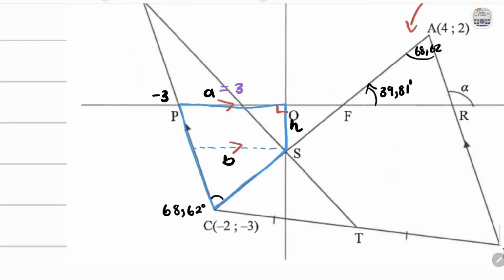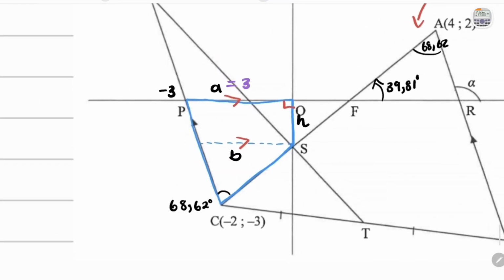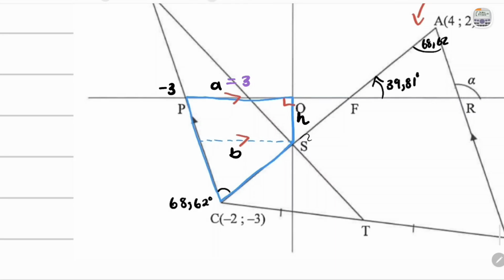So B is a little different because it's not the x-intercept. However, do you notice that B, right, the length of B, where it starts from is from this point S on the y-axis.